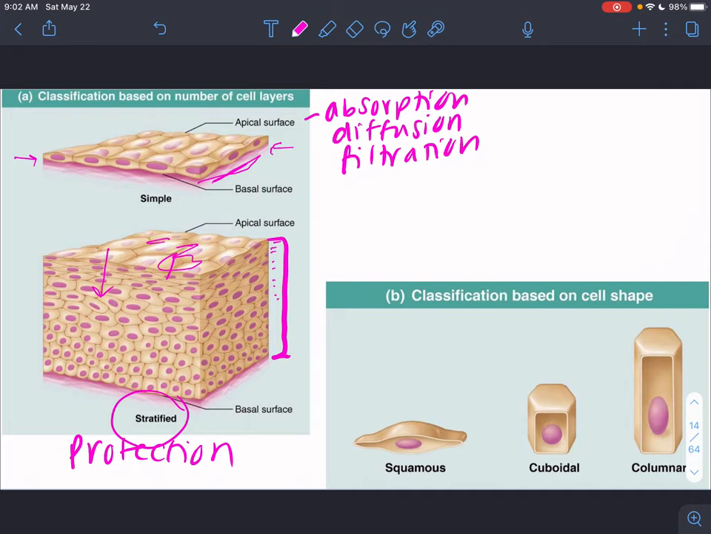Okay, so we talked about this in all the chapters, but the structure of the tissues really tells you a lot about its function. And then here's just a better drawing of the different shapes of the cells. So squamous, again, flat like a pancake. Cuboidal, more square shaped, and then columnar is rectangular, like a column.